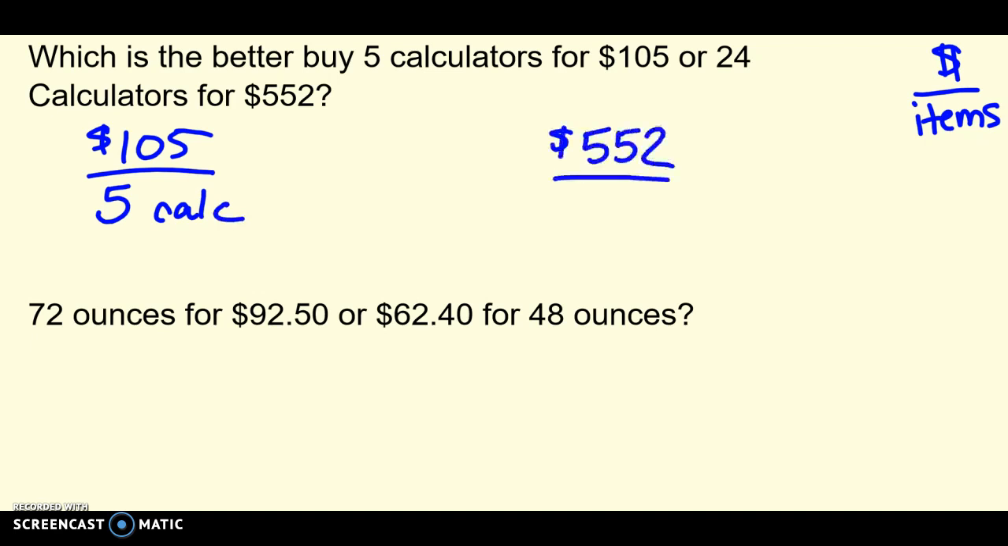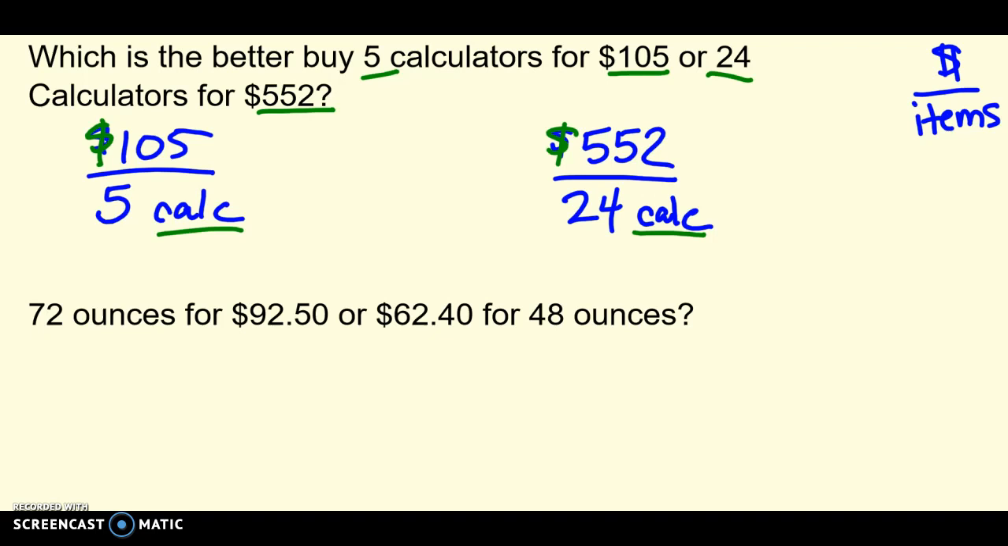$552 for 24 calculators. Now, I want to point something out. I didn't just take the numbers in the order they were written. I didn't just take 5 and 105 and then 24 and 552 and put them the same way. I made sure to put money on top of calculators. Okay. The other important thing is everything has a label. I have dollar signs and I have calculators labeled when I set it up. That's really important. So let's divide these and see what we get.